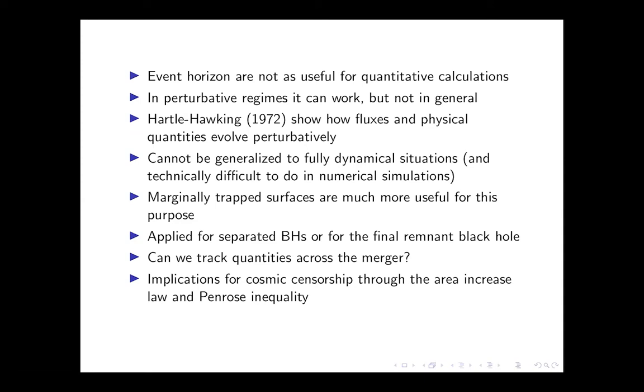The picture that you have in mind is that the reason you have an increase in the area of the event horizon is that radiation and matter are falling into the black hole, which causes it to grow, and that is what explains the area increase law. Well, you might think that is true, and in fact, there's a paper by Hartle and Hawking from 1972 which shows how fluxes and physical quantities evolve perturbatively on an event horizon.